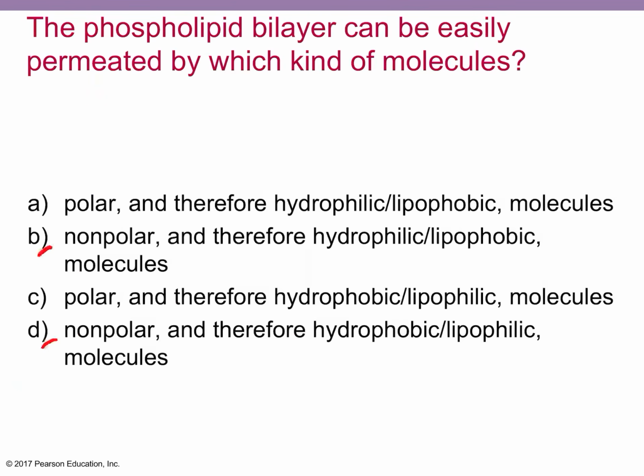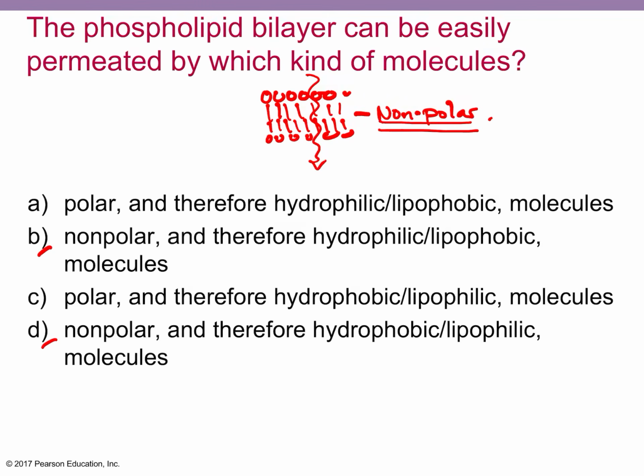So we're now here and here, because remember the interior, right? So here's our phospholipid heads, and the interior, the middle part of our membrane, is really nonpolar, right? So it's kind of like the oil in water and oil. So molecules that can move through the membrane have to be able to move through the nonpolar layer. So we're at B or D.